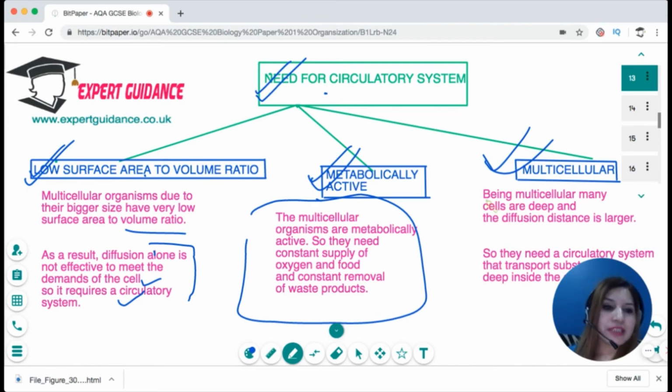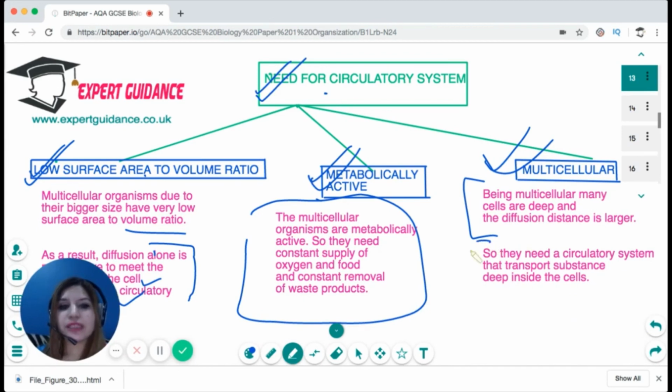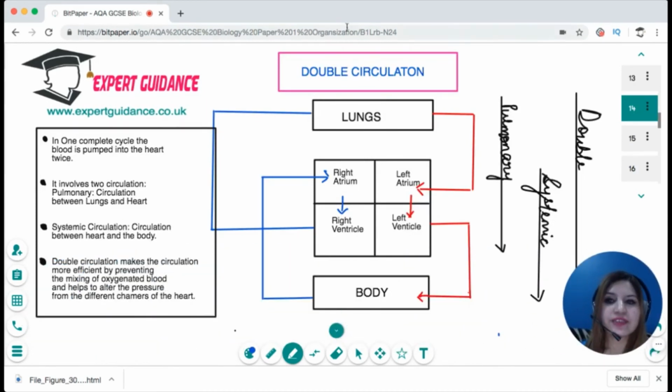And being multicellular, we have lots of cells which are deep inside. So diffusion distance is too large. So we need a circulatory system to transport substances deep inside to the cells as well. Therefore, we have this circulatory system, and the circulatory system we have is double circulation. Now, let me explain how this double circulation works.